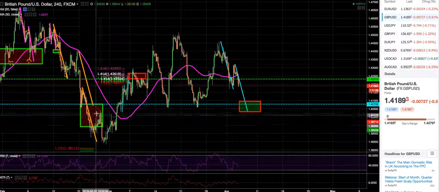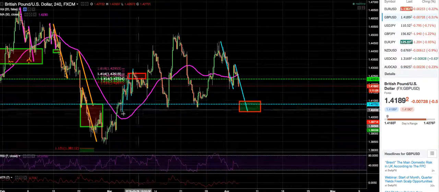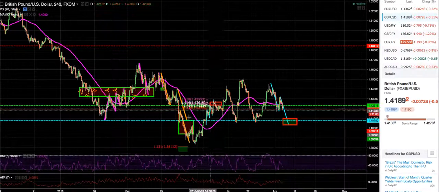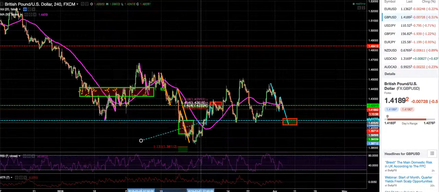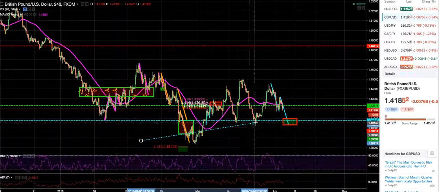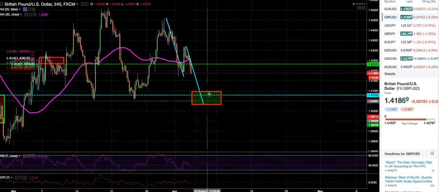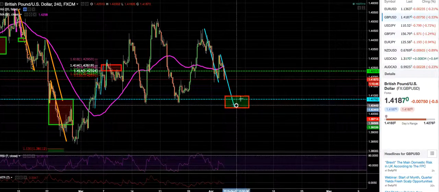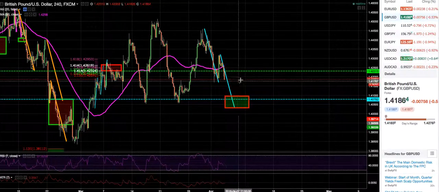If you look left, you can see this box right here, and the line I drew, this blue line. You can see the structure right here, here, here, and here, just below here and here. So this is an area I will be taking a look at for a long, right? A counter trend, a typical counter trend move.